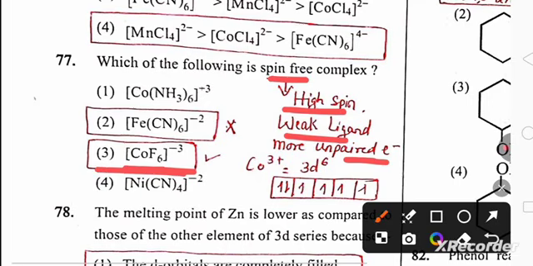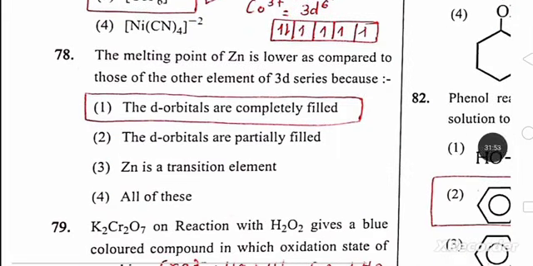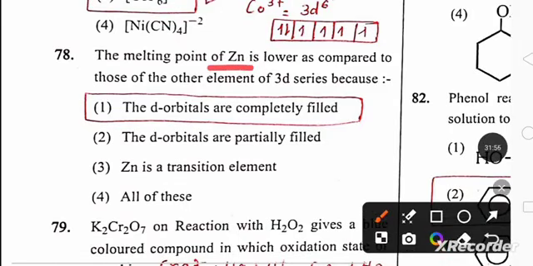If you see the electronic configuration, cobalt will be in +3 oxidation state. It will be having 4 unpaired electrons. That way it will be having spin. It is a spin-free complex. Next one is an easy question. The melting point of zinc is lower because it is having completely filled d orbital.